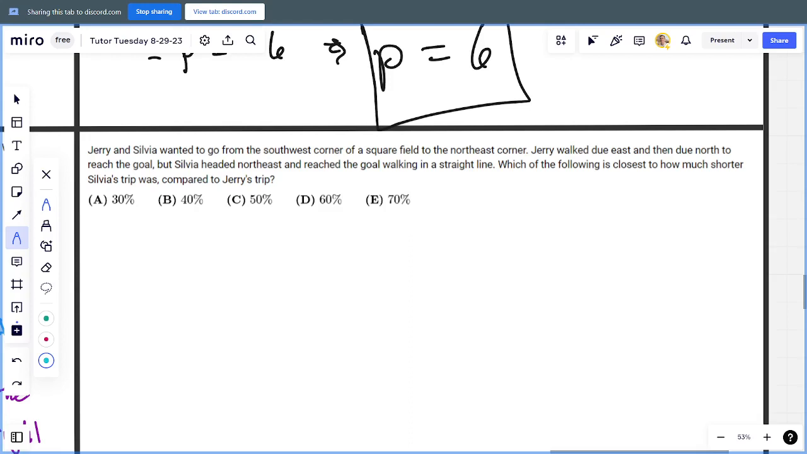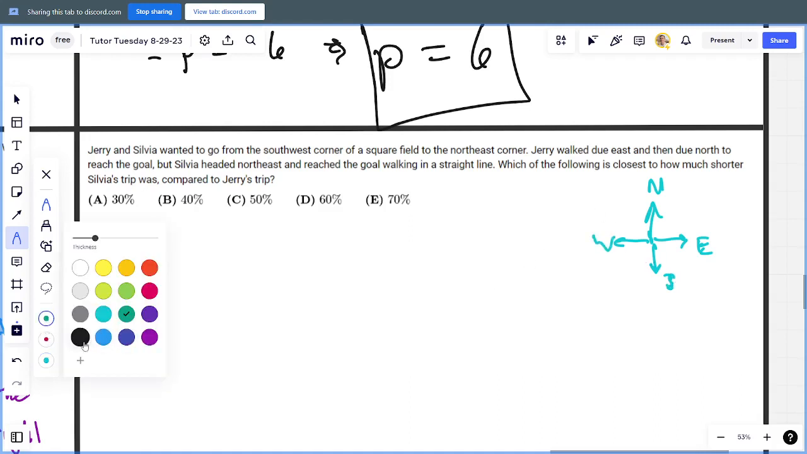Jerry and Sylvia wanted to go from the southwest corner of a square field to the northeast corner. Okay. I hope you guys remember your directions, because that's going to be useful. Everybody should know. Southwest. All right, let me draw this out. We labeled in everything. Southwest corner to the northeast corner.